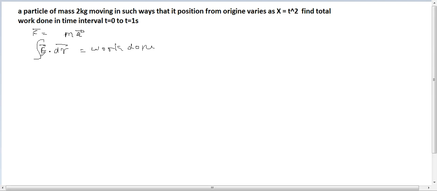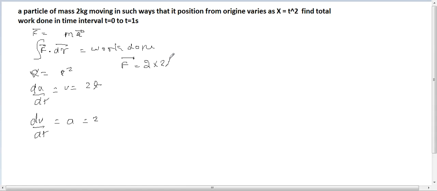So here x is equal to t square. So dx by dt, which is the velocity, will be 2t. And dv by dt, which is the acceleration, will be 2. Okay guys, so we know acceleration, and then we know force. So the force becomes basically 2 into 2, that will be 4 Newton. Force will be 4 Newton.